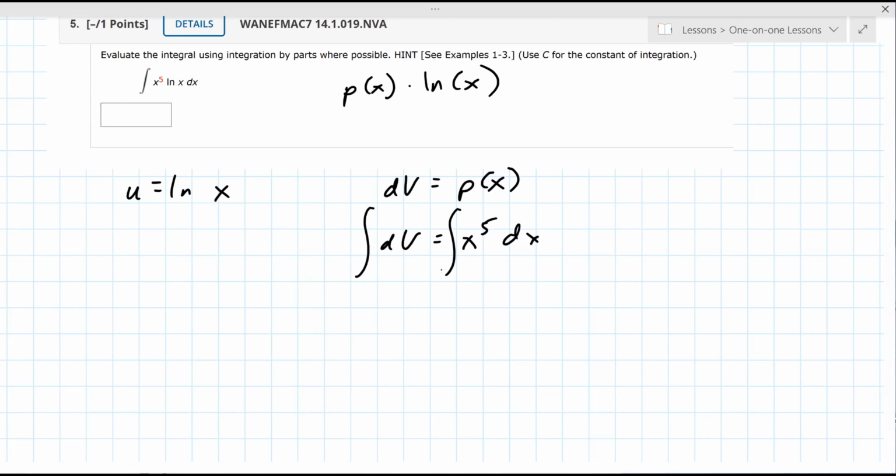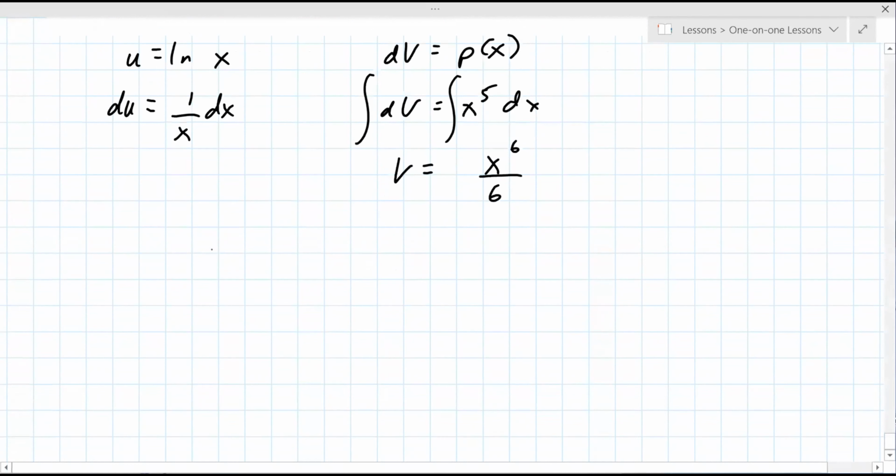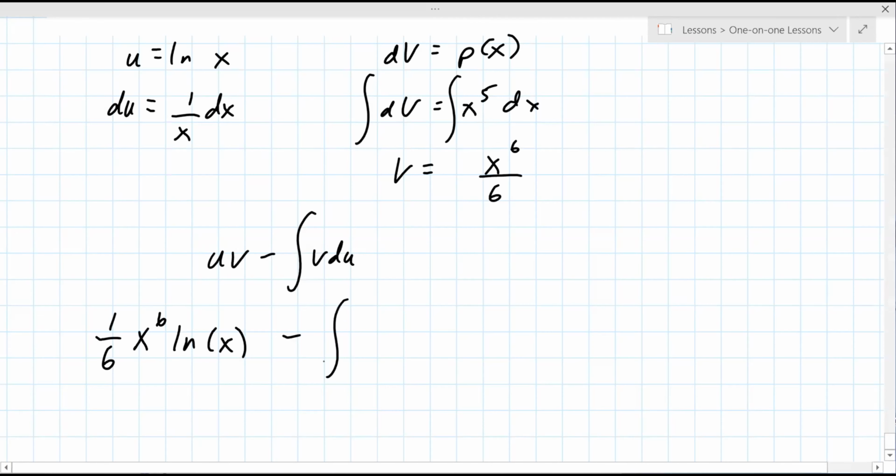There's only so many ways to do these. So du is the derivative of natural log of x. That's 1 over x dx. For v, this is power rule over here. You're adding 1, so it's x to the 6th over 6. And same thing, u v minus the integral of v du. u times v is natural log of x. I'm going to put the v in front, so it's 1/6 x to the 6th minus the integral of 1/6 x to the 6th times du. So this times du is 1 over x dx.